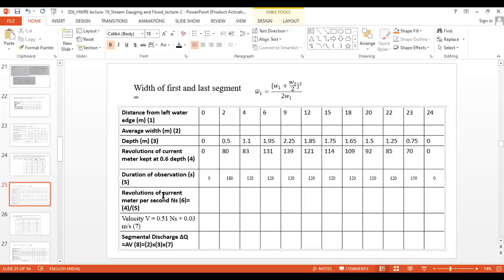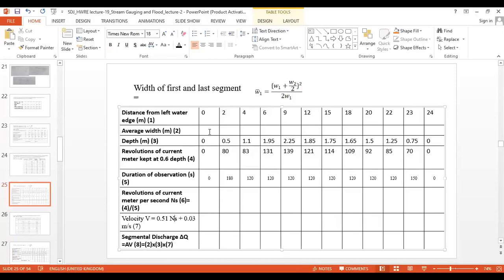After that I have an additional column, the revolutions of current meter per second, because in the equation of velocity I have intentionally written n as revolutions per second. We require revolutions per second, so that will equal number of rotations upon duration, row number 4 upon row number 5. And lastly segmental discharge delta Q, area into velocity. Area will be average width, row number 2, into depth, row number 3, into the velocity, row number 7.